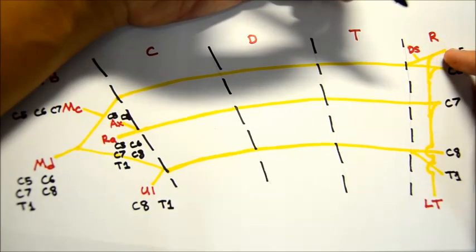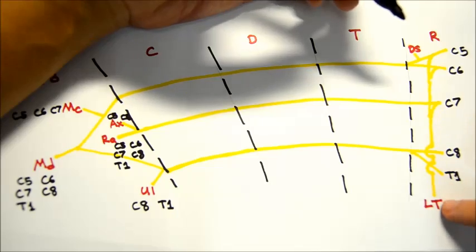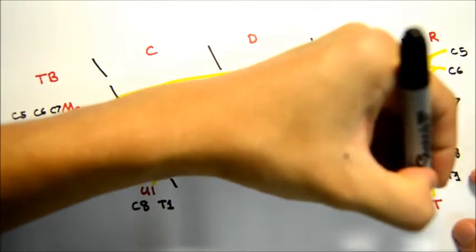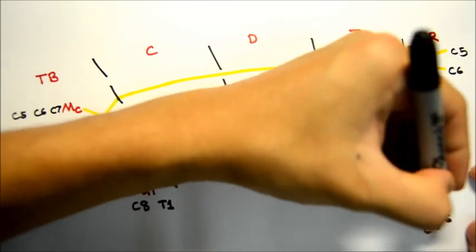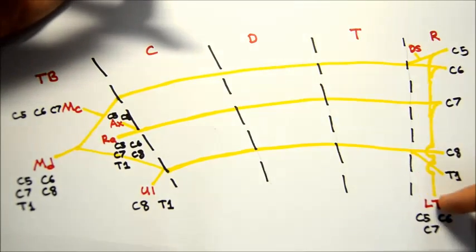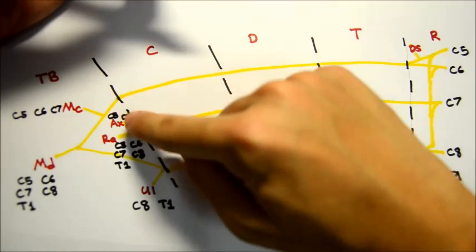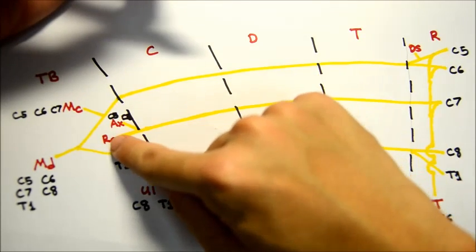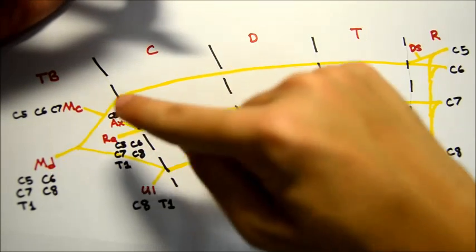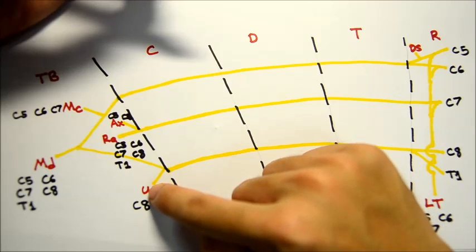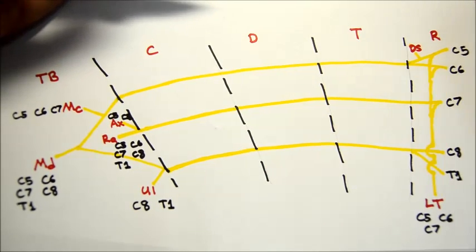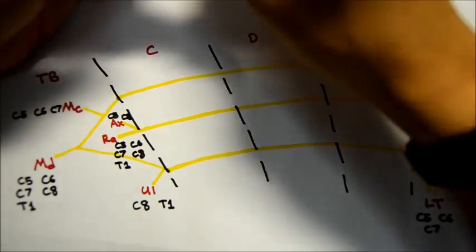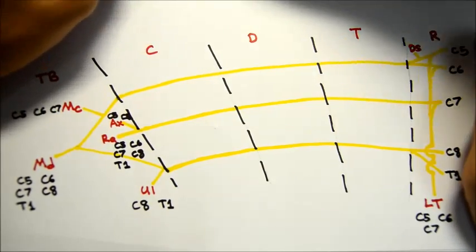Next we have the root values for the long thoracic nerve, which is C5, C6, and C7. Okay, the ones with the root values here, the long thoracic, musculocutaneous, axillary, radial, median, and ulnar nerve are the main nerves of the brachial plexus. Okay. Next, we'll start by finishing the trunks.